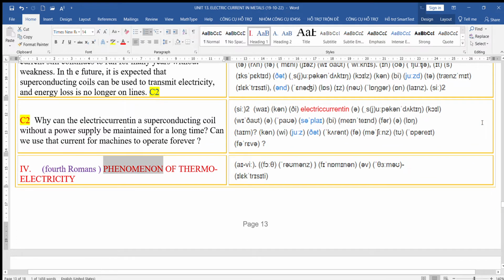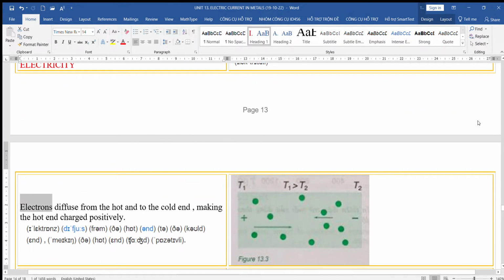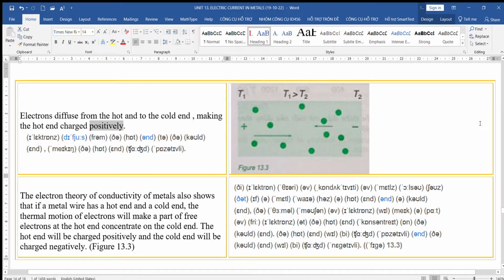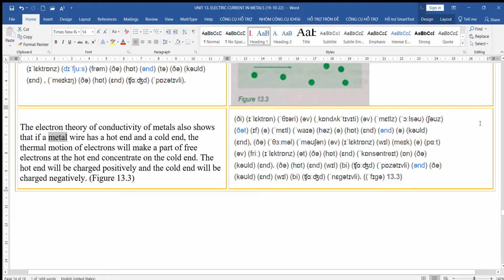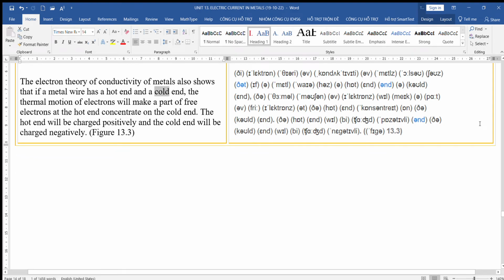Fourth, the phenomenon of thermoelectricity. Electrons diffuse from the hot end to the cold end, making the hot end charged positively. The electron theory of conductivity of metals also shows that if a metal wire has a hot end and a cold end, the thermal motion of electrons will make a part of the free electrons at the hot end concentrate on the cold end. The hot end will be charged positively and the cold end will be charged negatively.